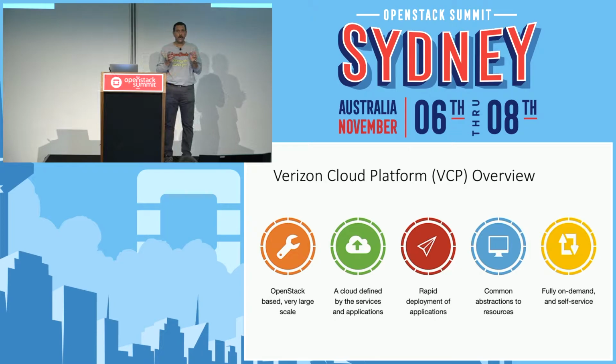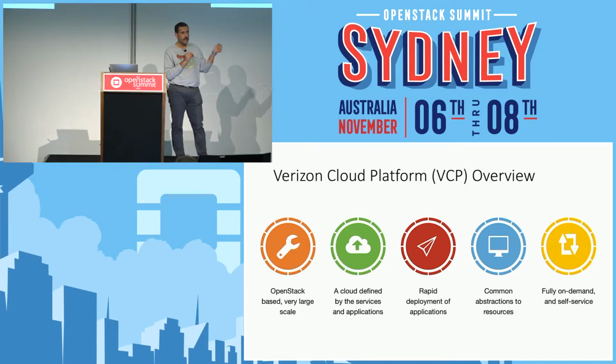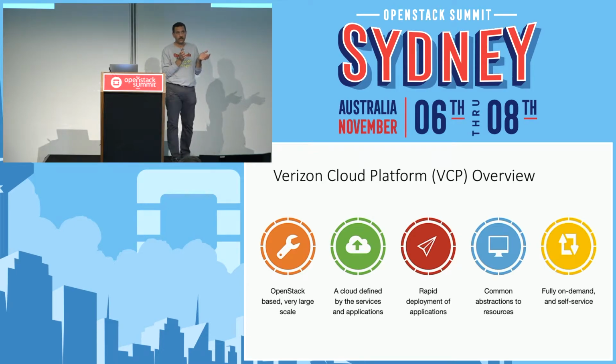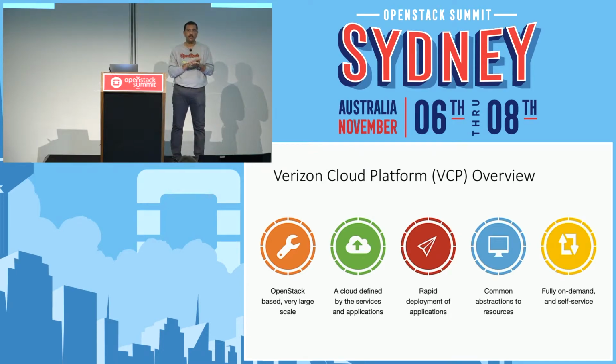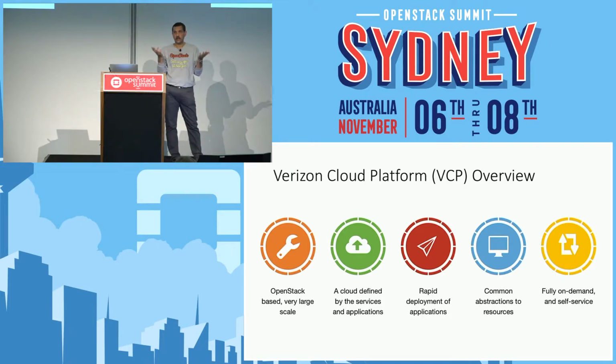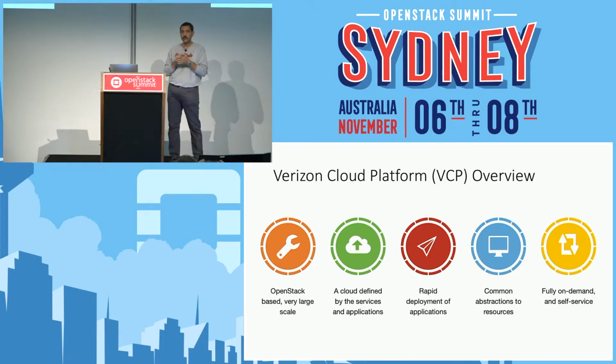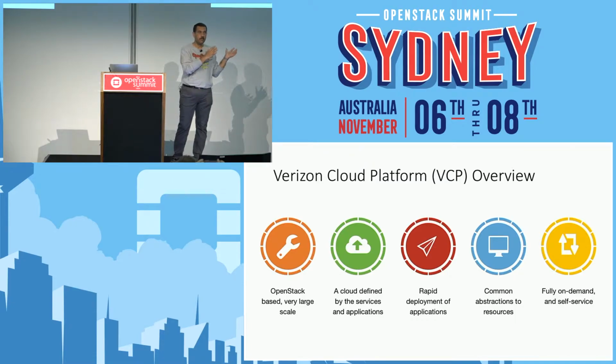We view our cloud as one which is defined by its services, the services which run on it and the services which it provides, and the applications which run on it. It's largely a private cloud at this point. In other words, all the applications running on the cloud are Verizon's own. There are, however, some other enterprise customers of ours who have workloads which run on our cloud. So it's a private-ish cloud, not strictly a private cloud only.